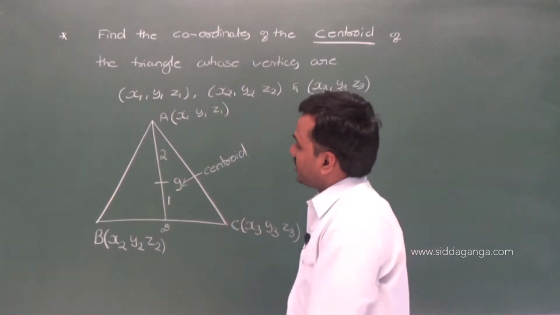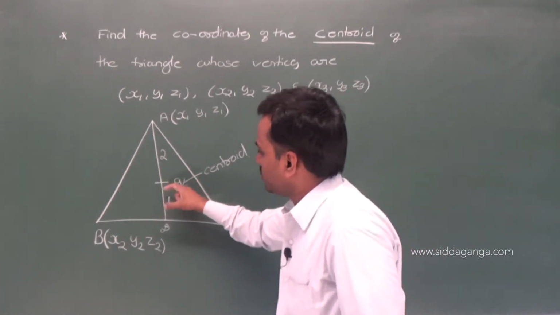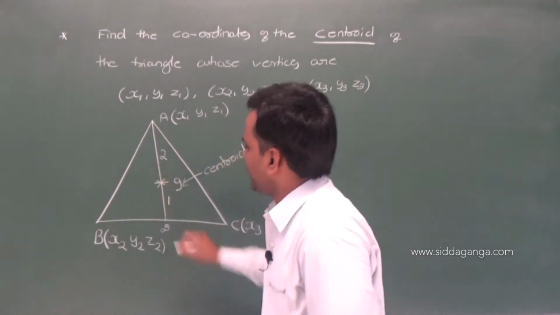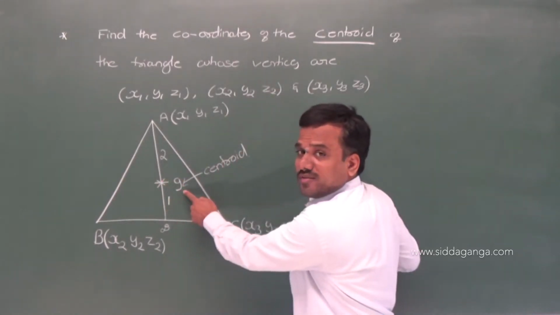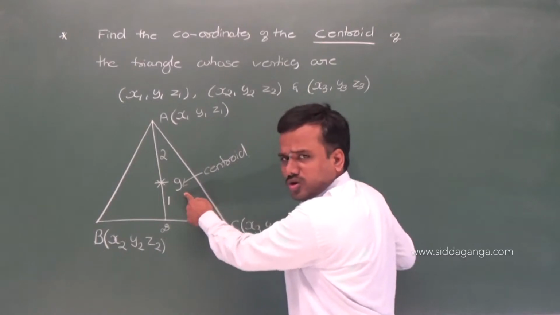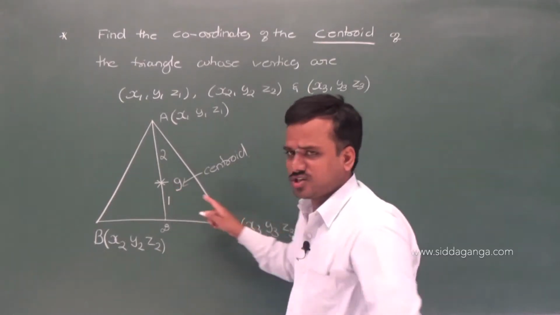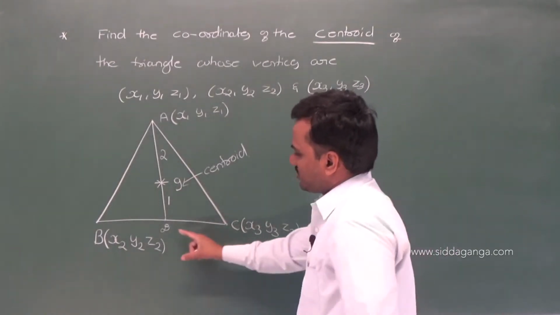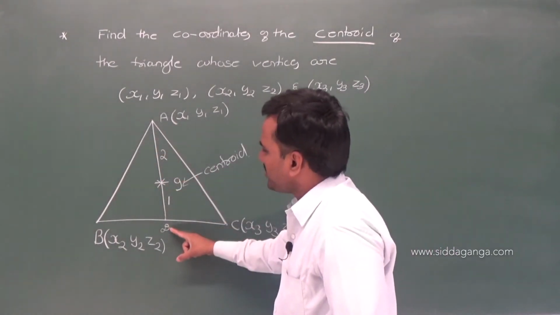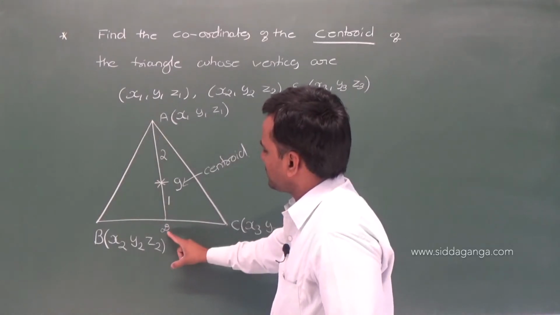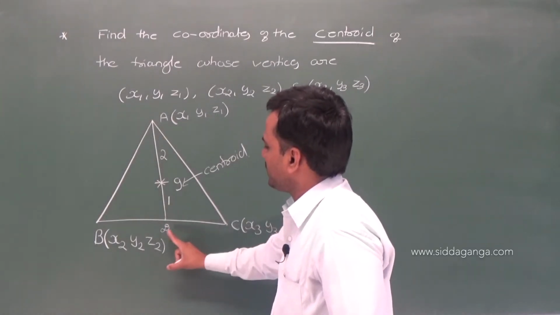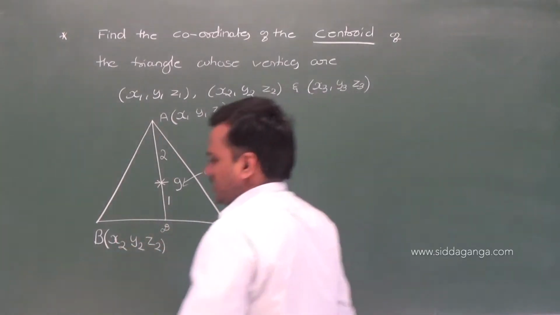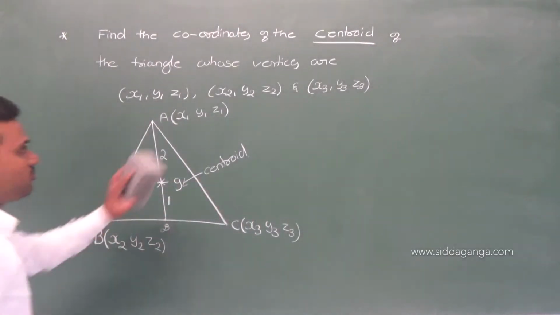So what we have to find out? We have to find out the coordinates of the centroid. Then how to solve this one? See, observe here. It is a median. It is a median means D is nothing but the midpoint of BC.